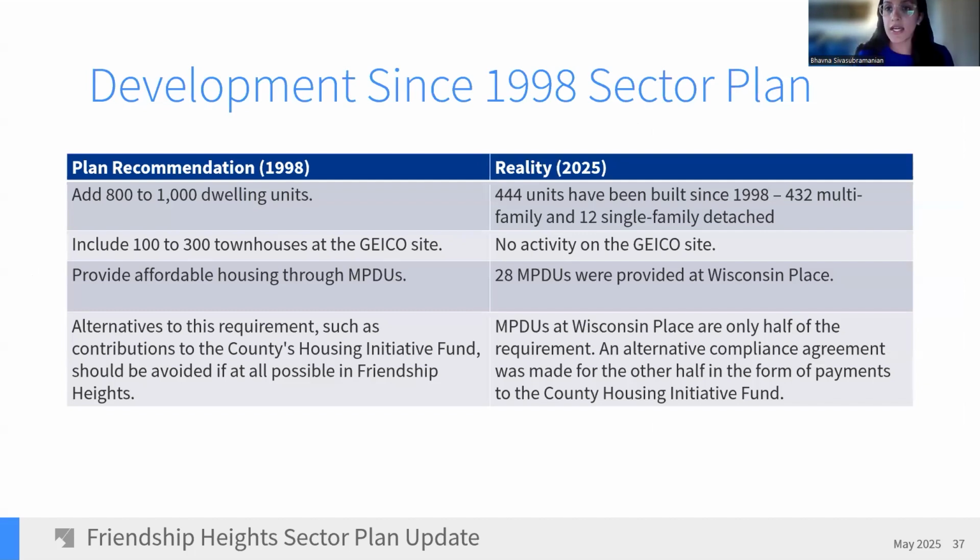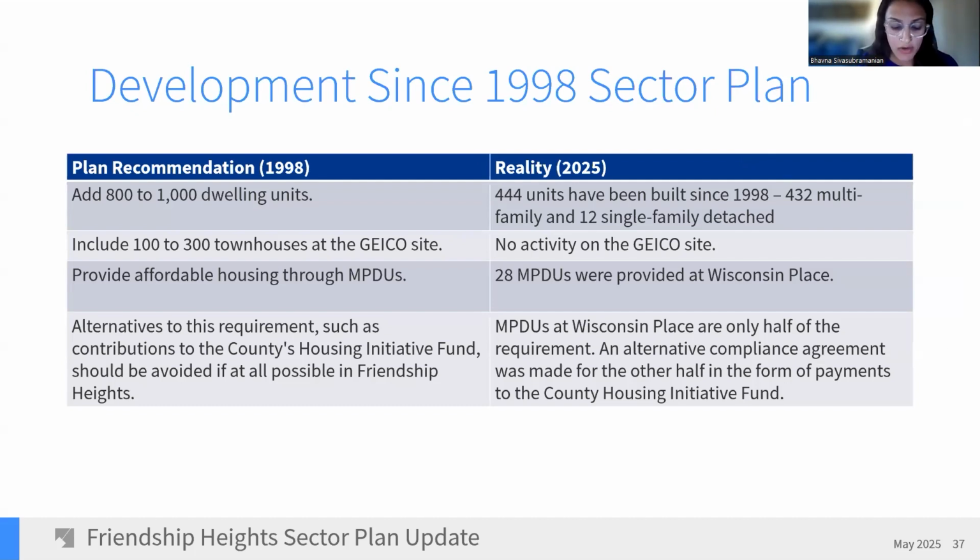So as we're working on a new master plan, it can be helpful to look back at the previous master plan and evaluate which of the recommendations have been met since then. First, one of the recommendations in the 1998 plan was to build 800 to 1,000 dwelling units. Since then, a total of 444 dwelling units have been built, 432 of which are multifamily units in Wisconsin Place, which was built in 2009. There was also a recommendation to include 100 to 300 townhouses at the Geico site, but due to no activity on that site, these have not been built.